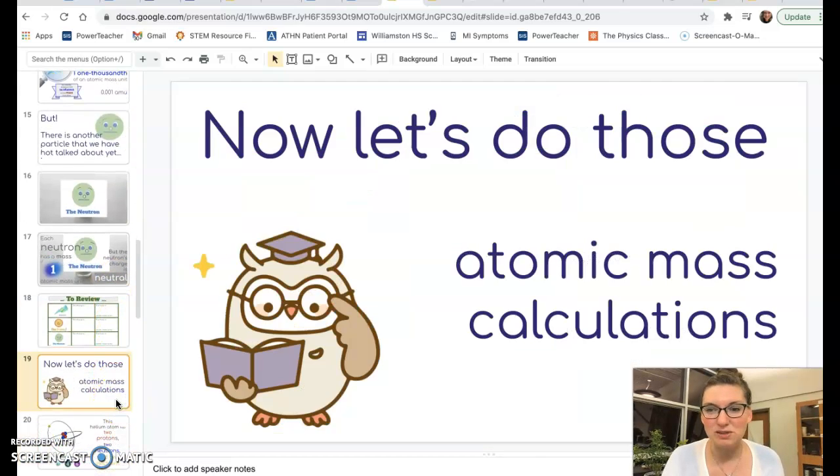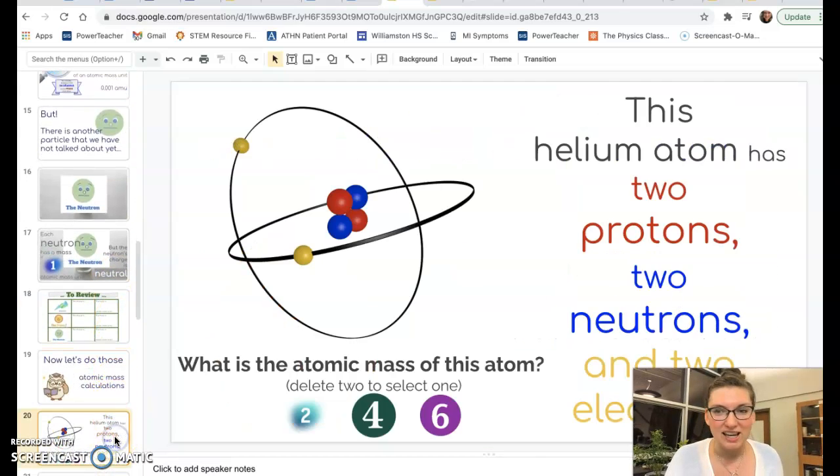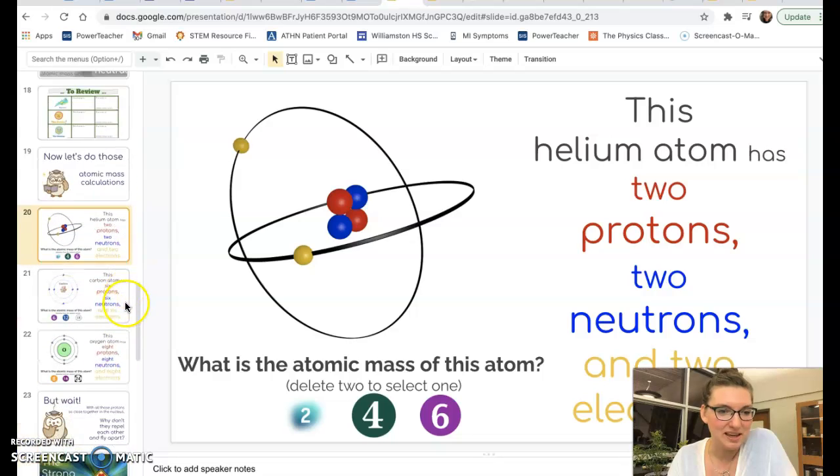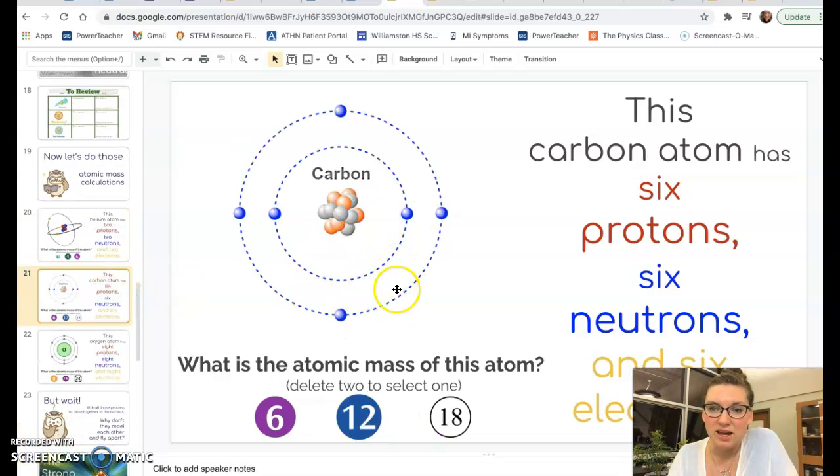So let's do some atomic mass calculations. This is a helium atom, not an alpha particle, but a helium atom. It has 2 protons, 2 neutrons, and 2 electrons. So the atomic mass of this atom is going to be 4: 2 protons plus 2 neutrons. The electrons don't count. Okay. So this carbon atom has 6 protons, 6 neutrons, all here in the nucleus, and 6 electrons. So the atomic mass here is going to be 6 plus 6, so 12.